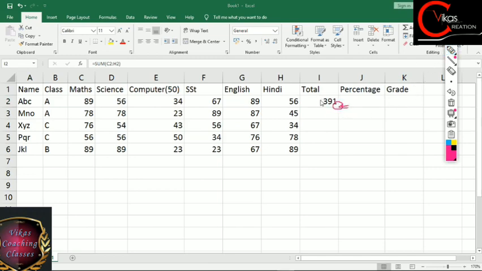Let me show you. When I place my cursor over this side, you will get a little square box. You have to click on that and drag it down. That's it. When you drag it down, all these cells will get the same function which was written over that side, but the references will be changed automatically.